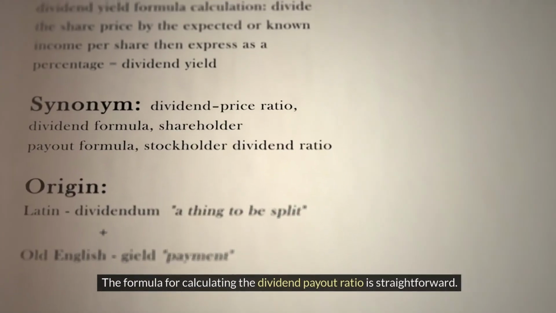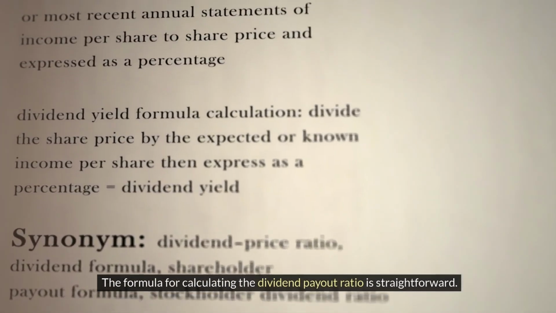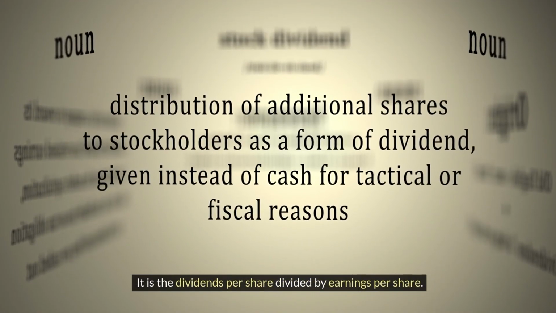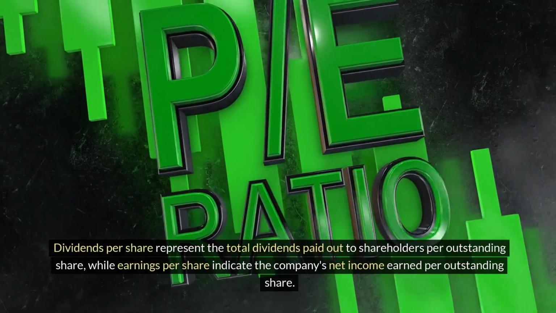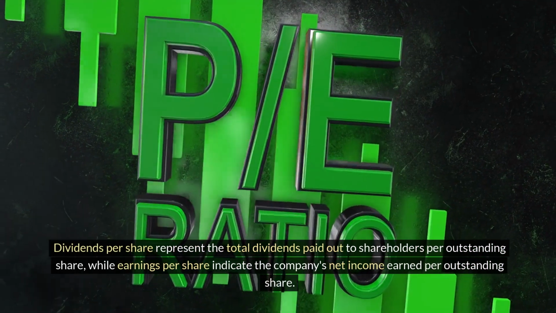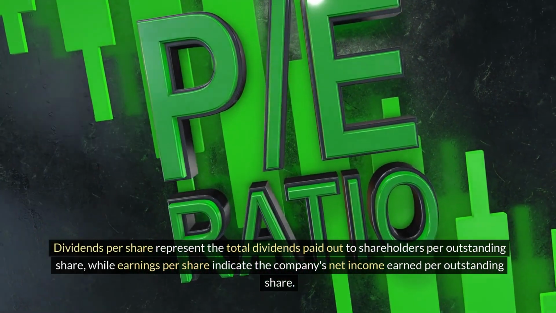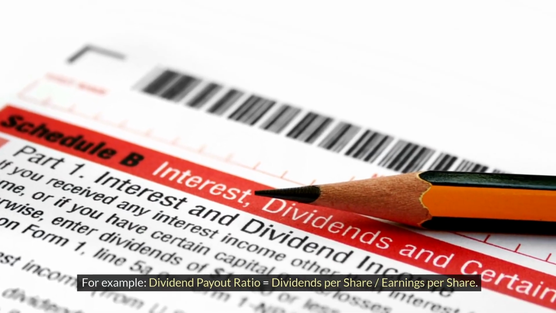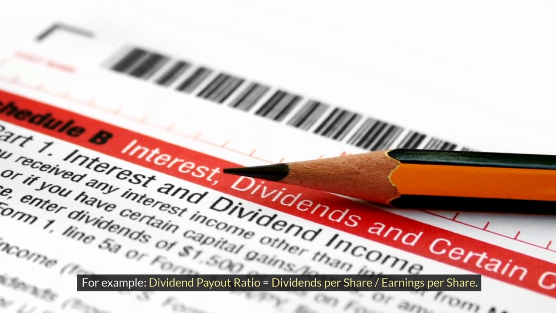Formula and calculation. The formula for calculating the dividend payout ratio is straightforward. It is the dividends per share divided by earnings per share. Dividends per share represent the total dividends paid out to shareholders per outstanding share, while earnings per share indicate the company's net income earned per outstanding share. For example, dividend payout ratio equals dividends per share divided by earnings per share.